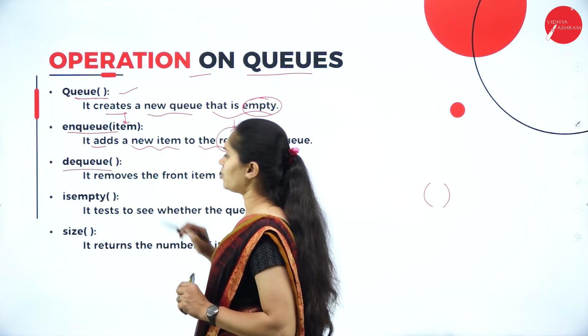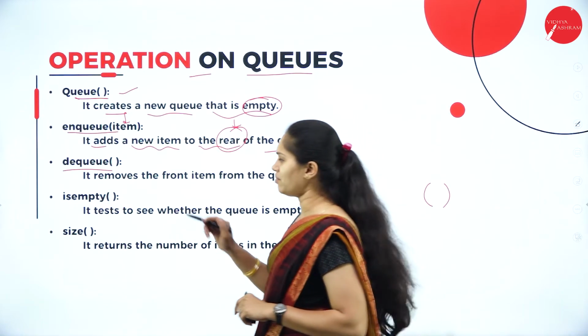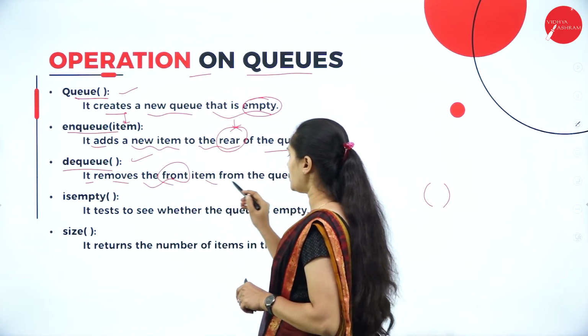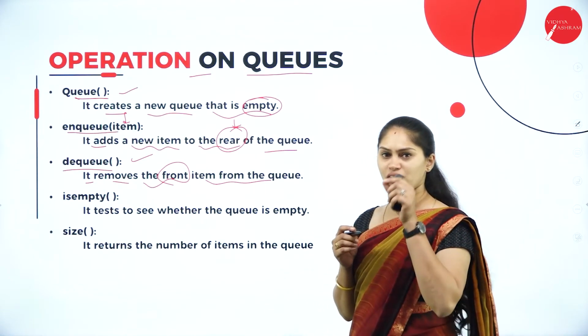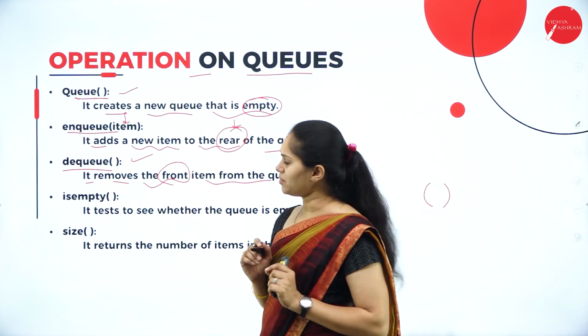What if I want to delete or remove an existing data item? That can be done with the help of dequeue. It removes the front item from the queue. So from where the front pointer is located, we can delete an element from the queue.